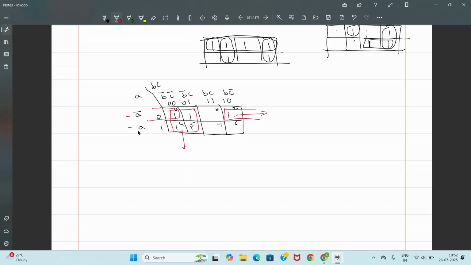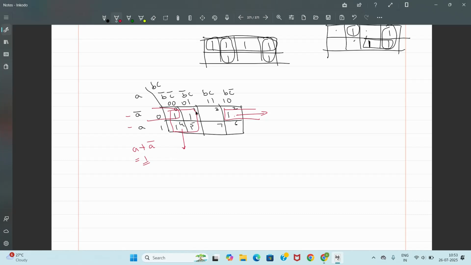So you don't have a common variable. In the first row it is A bar, in the second row it is A. If I add A plus A bar, it becomes 1. Which means if the variable is changing, I don't have to write it. You can eliminate that variable.